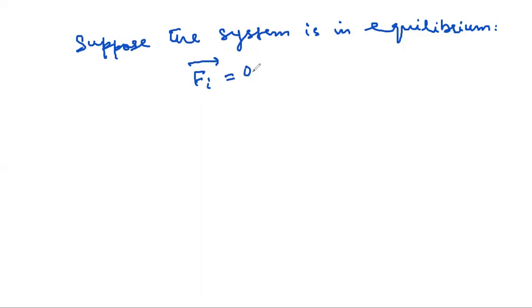Then clearly, if you take the dot product of this force with the virtual displacement, that dot product is also zero. Then Fi dot delta Ri is equal to zero, right? Now what is Fi dot delta Ri, where delta Ri is the virtual displacement of the system?